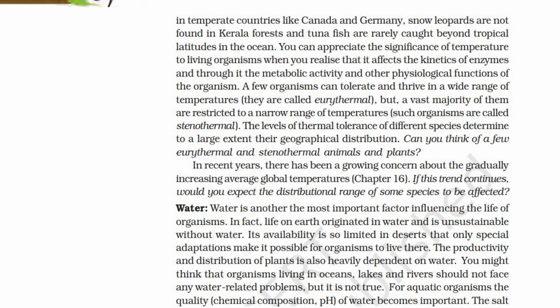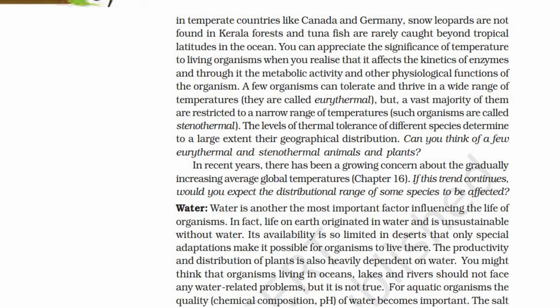If this trend continues, would you expect the distributional range of some species to be affected? Water. Water is the most important factor influencing the life of organisms. In fact, life on Earth originated in water and is unsustainable without water. Its availability is so limited in deserts that only special adaptations make it possible for organisms to live there. The productivity and distribution of plants is also heavily dependent on water.